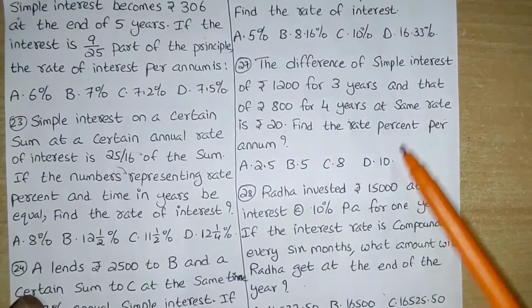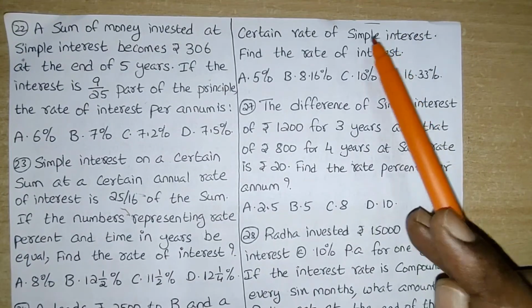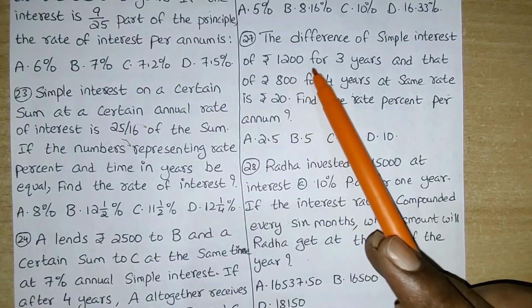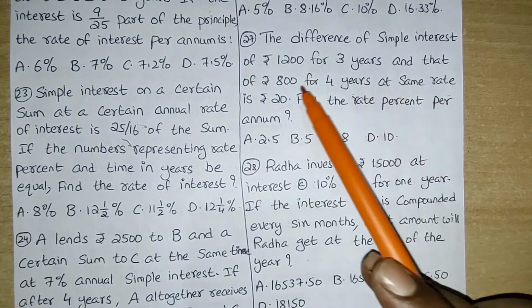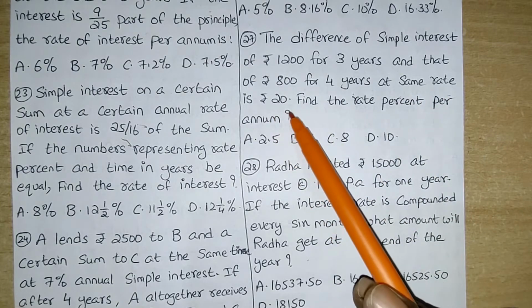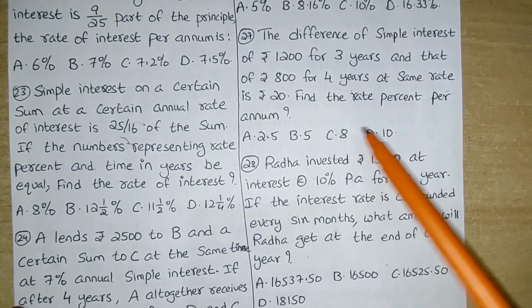at a certain rate of simple interest. Find the rate of interest. The difference of simple interest of rupees 200 for 3 years and that of rupees 800 for 4 years at the same rate is rupees 20. Find the rate percent per annum.